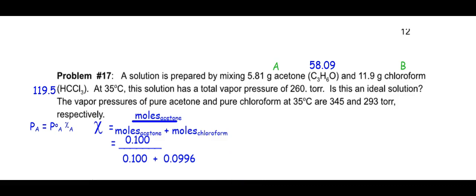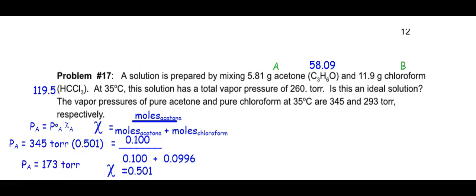So using a little bit of mental math here, what do you think chi is really, really close to? Well, it's pretty close to a half, isn't it? There is my chi if you do the math. If you're following along with your calculator, hopefully you get the same thing. So now I can find out the partial pressure of the acetone. All right, so the pressure is equal to the pure vapor pressure times the mole fraction, and I get 173 torr.